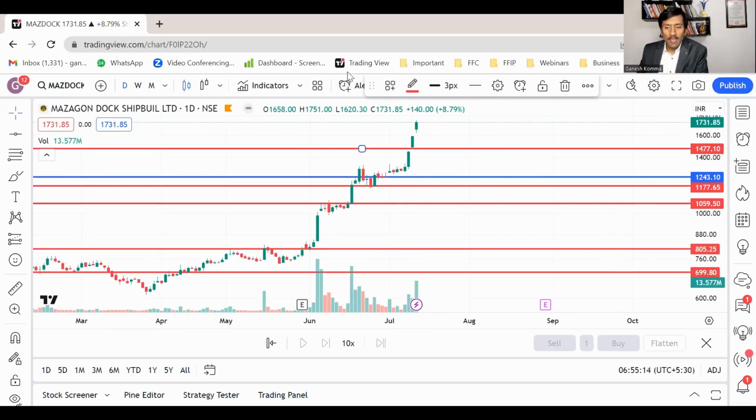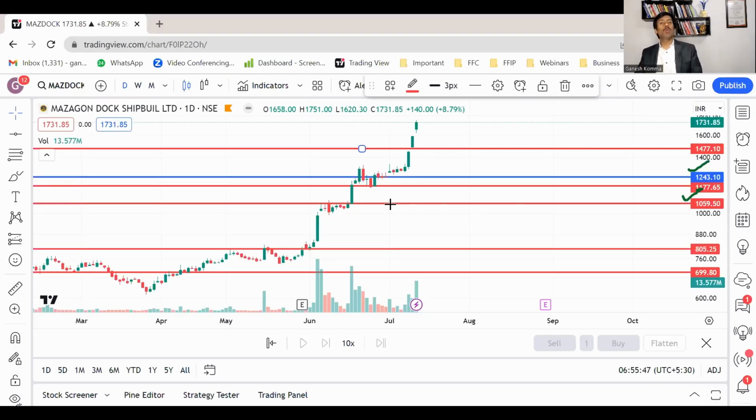If the stock falls further down from here, and if it falls below 1477, it looks a little weak. Apart from that, if the stock falls further below 1243, because at 1243 it has formed a very good base, then further falling below 1243 or 1177, it looks more weak.